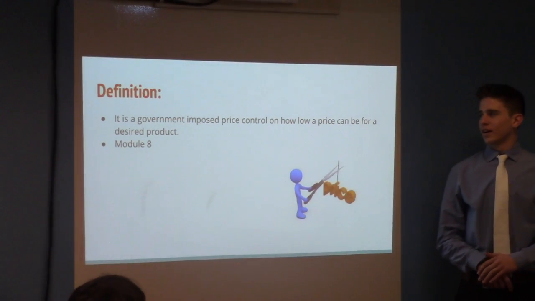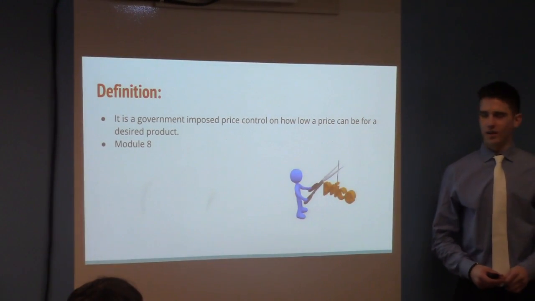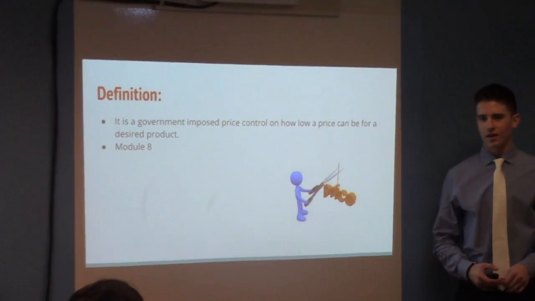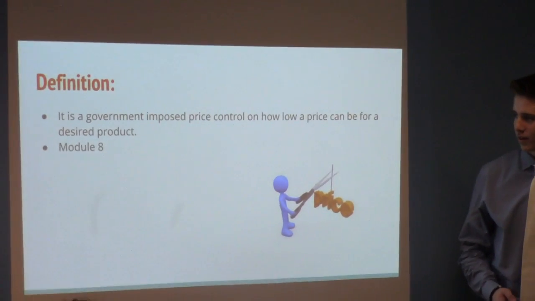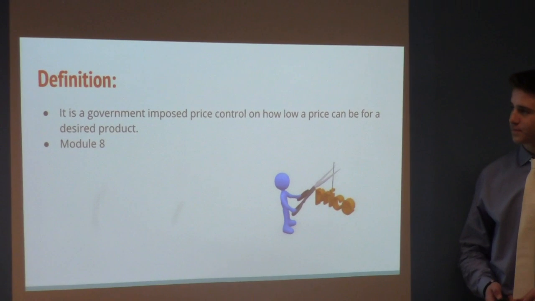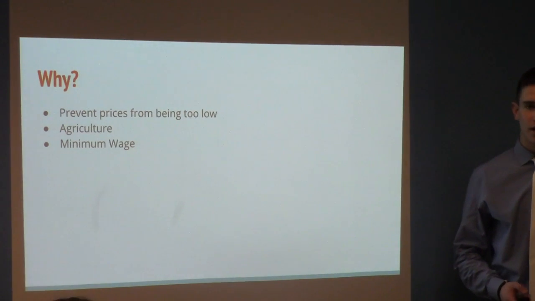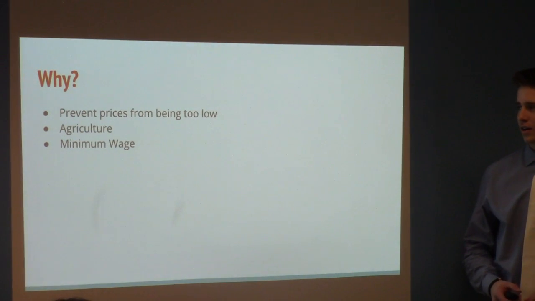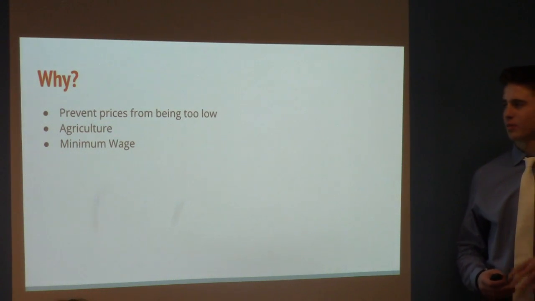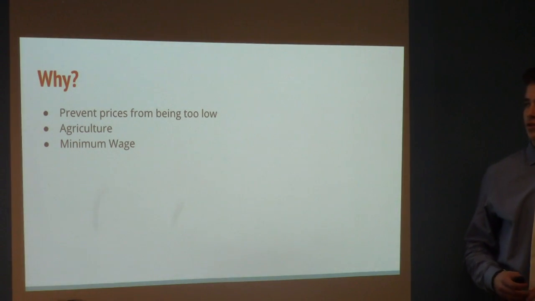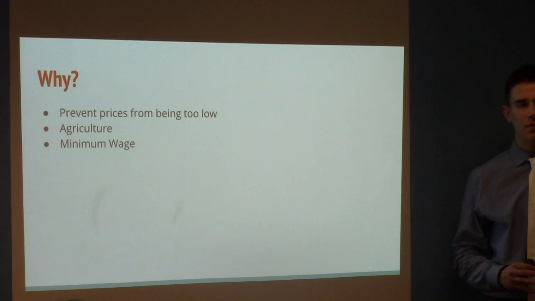So basically, it's a government-imposed price control on how low the price can be in the market. And as Brandon said, it's found in Module 8 along with the price ceilings. So why are there such things as price floors? Like I said, they prevent the prices from being too low. Two modern examples are found in agriculture and minimum wage.